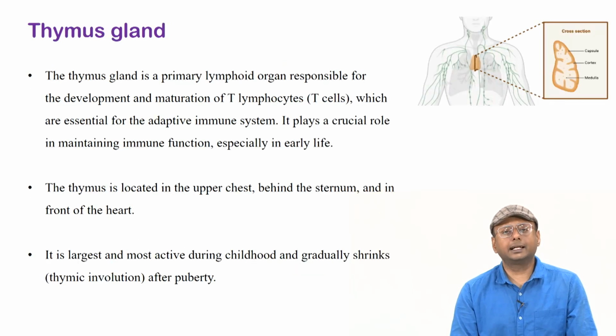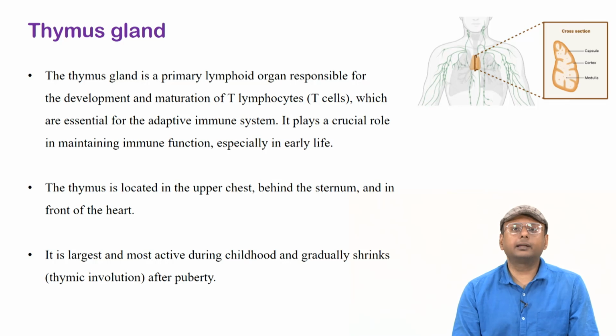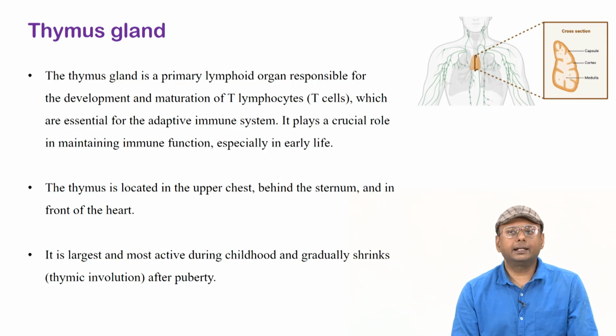The thymus gland is another very important lymphoid organ, right? It is a primary lymphoid organ and it is responsible for the development and maturation, mainly the maturation, of the T lymphocytes or T cells, which is very essential for our adaptive immune system. It plays a very crucial role in maintaining our immune functions, especially in early life.